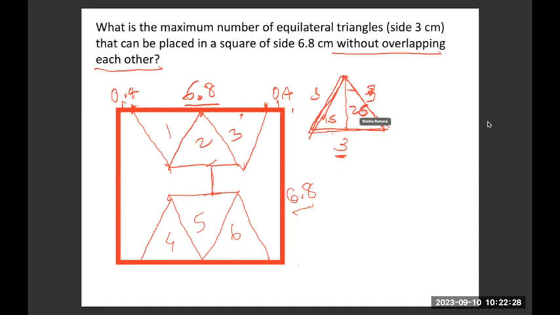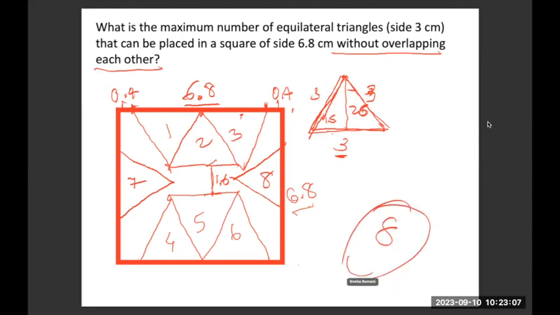If this is 2.6, the remainder distance between the two trapeziums which I have drawn here will be 6.8 minus 5.2, about 1.6. This clearly gives me the possibility of fitting another equilateral triangle here and another equilateral triangle here, which will be the 7th and 8th.